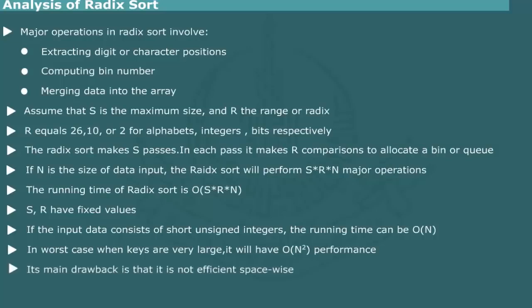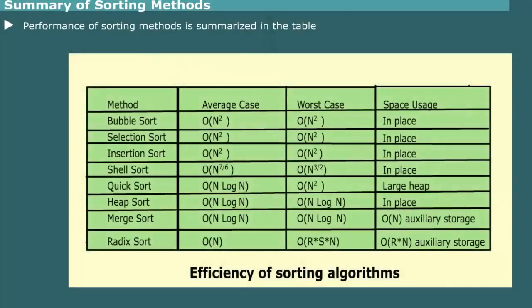A major drawback of radix sort is that it is space-wise not efficient. It requires large memory spaces to serve as bins. The performance of common sorting methods in terms of running time utilization is summarized in the figure. As shown, the sorting algorithms fall into two major categories designated as quadratic and logarithmic. Obviously, logarithmic algorithms have much better efficiency.